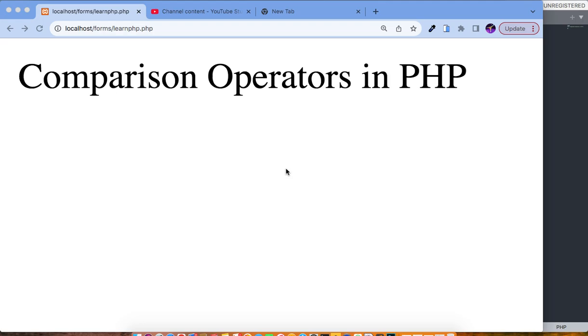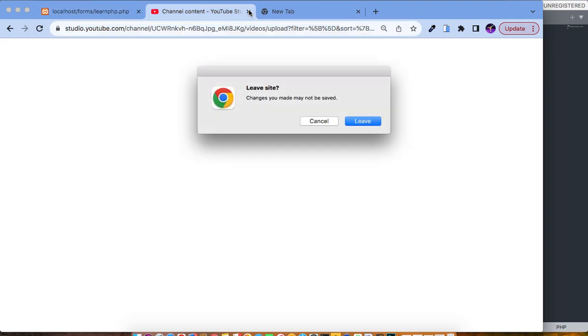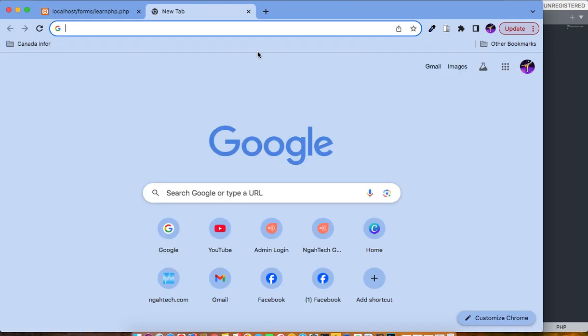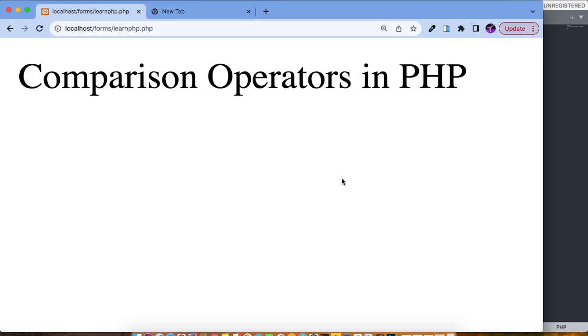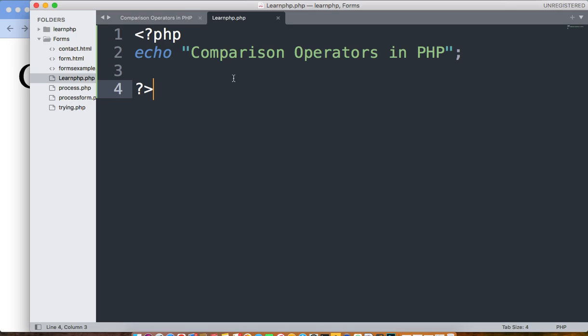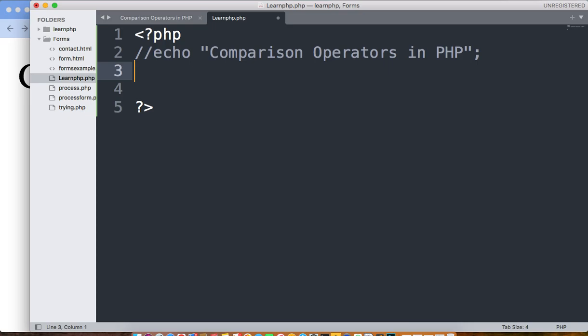So today we are going to be looking at comparison operators in PHP. Let us dive straight into it. Okay, comment this out. So what are comparison operators? Comparison operators are used to compare two values, and those values can be numbers or strings.